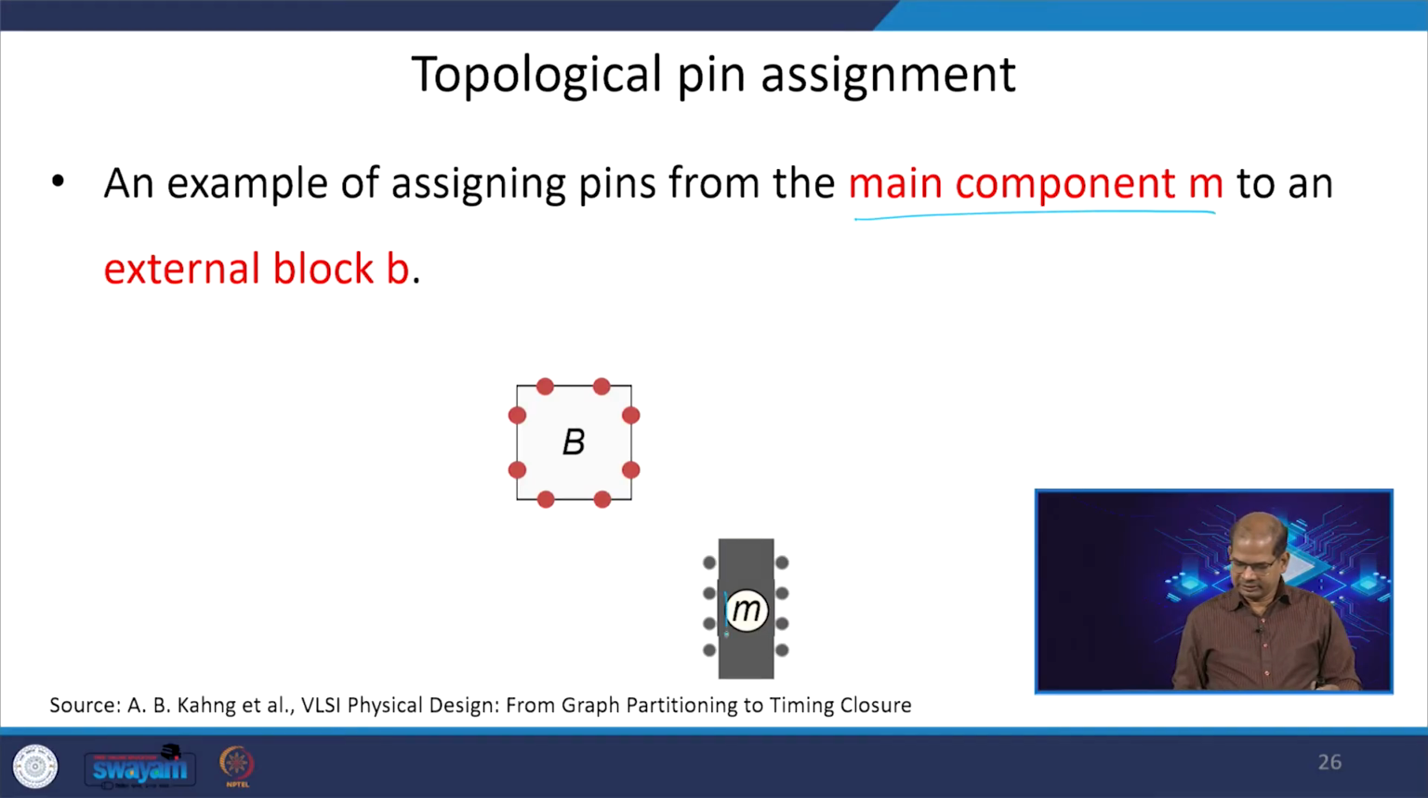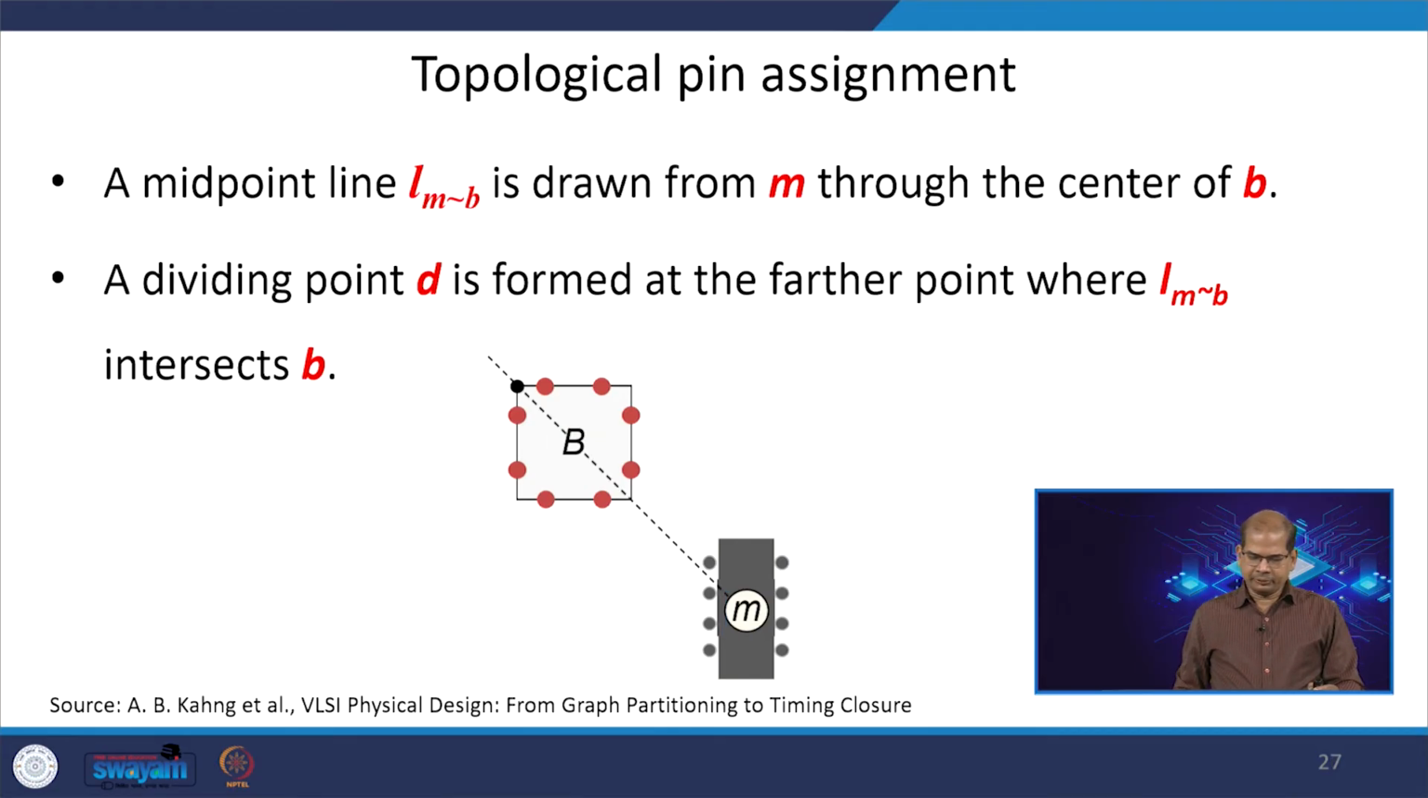So, let us take two blocks. One block is your main component M. This is your main component. Then I have an external block B. How can I do a pin assignment here? I need to draw a line from the main block M passing through B, and I need to connect to the farthest point. So, this is my farthest point from the block M. This black dot is the farthest point from the block M.